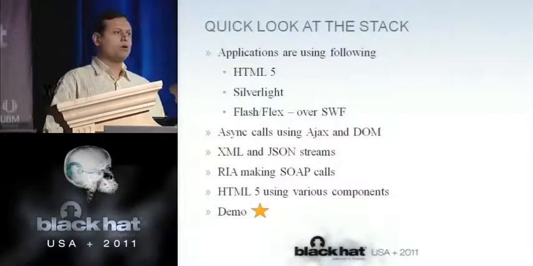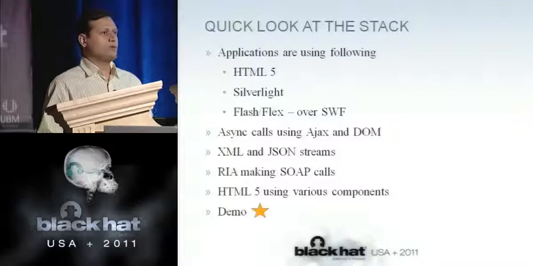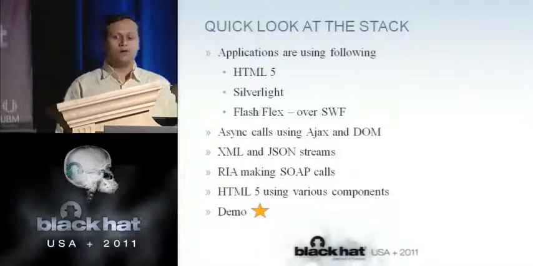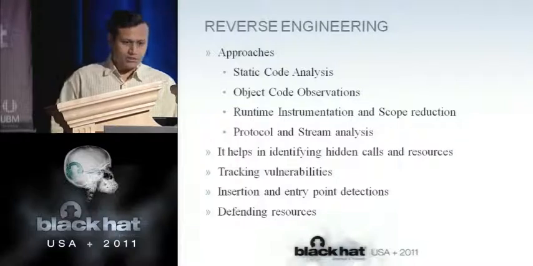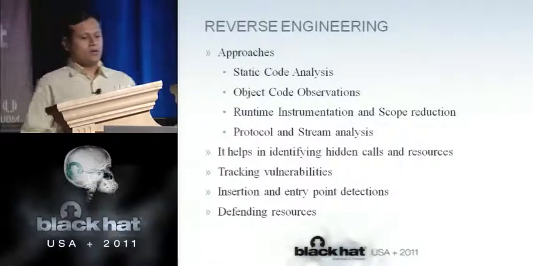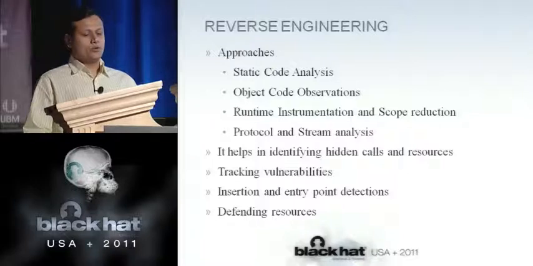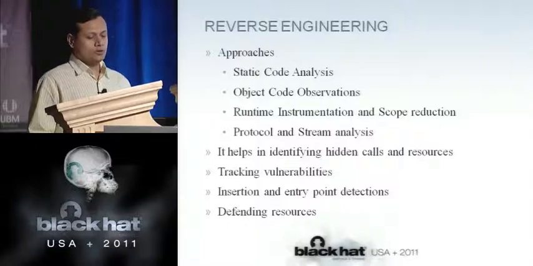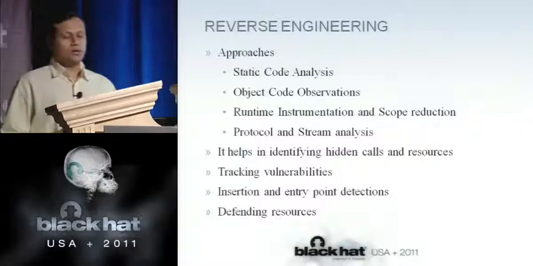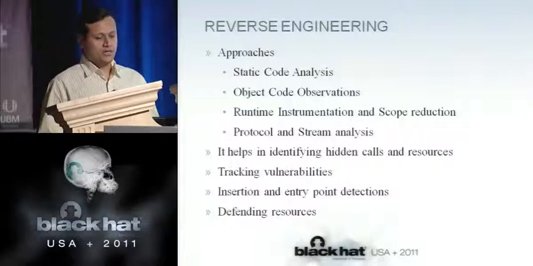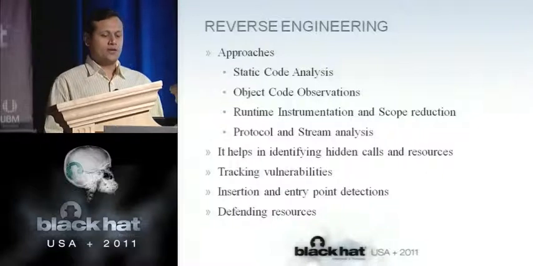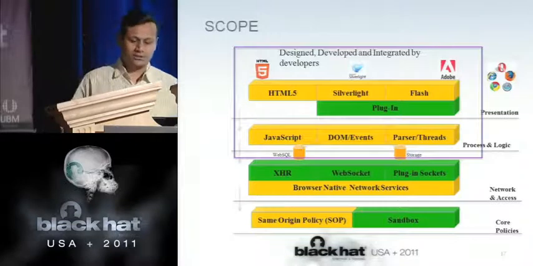So this is how the current application would be running in a browser. It has multiple protocols, multiple stacks to address, be it Silverlight, Flash, Flex, and so on. Okay, so reverse engineering approach. There are a few different approaches which you can take while doing reverse engineering. One is static code analysis, object code observation, runtime instrumentation, and scope reduction and protocol analysis as such. And the objective is to find and track vulnerabilities or any weaknesses which we have in the application.